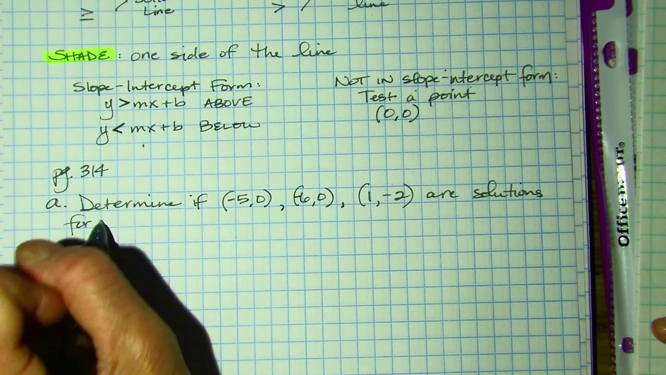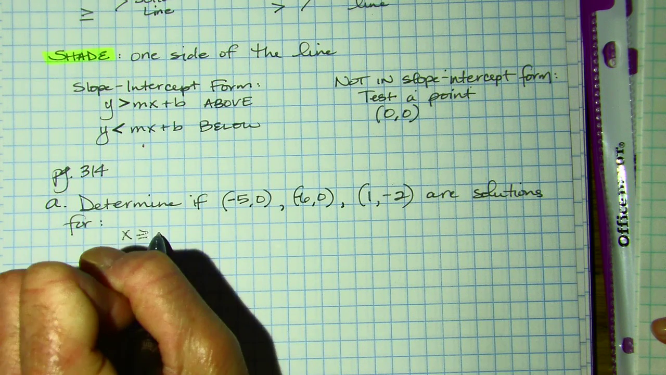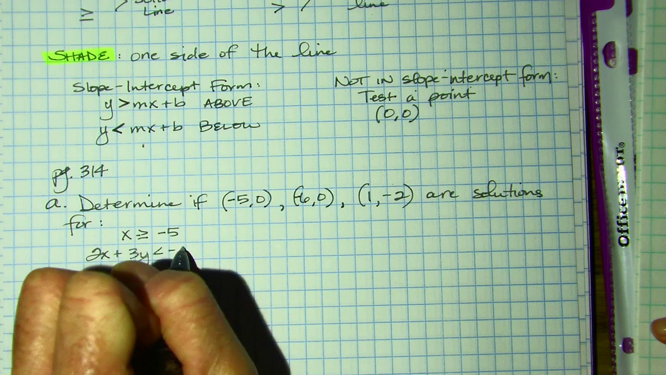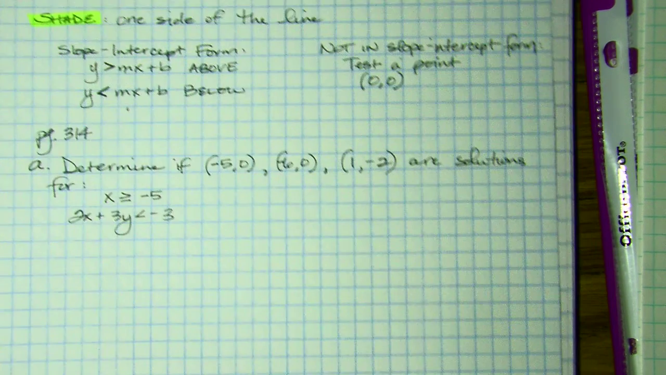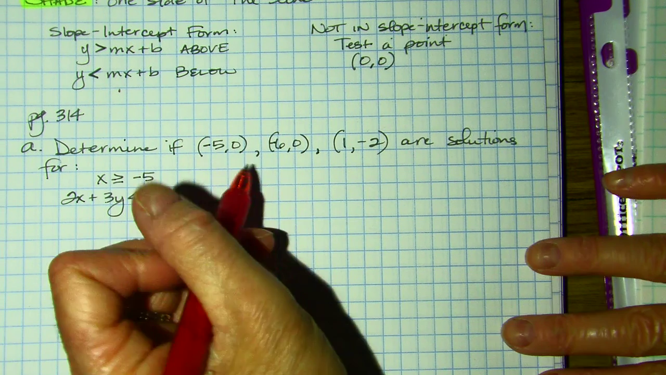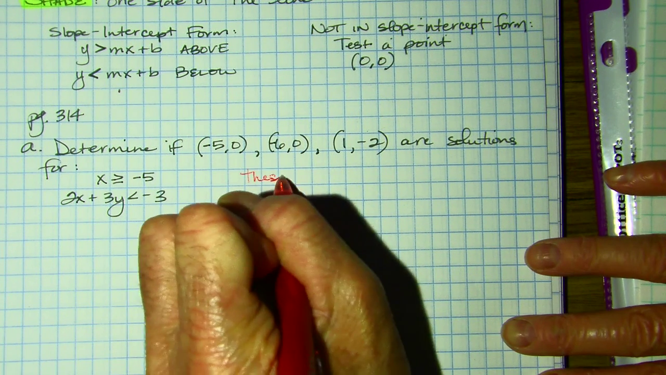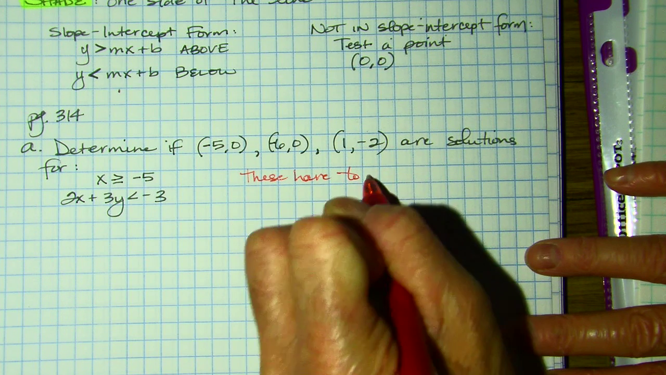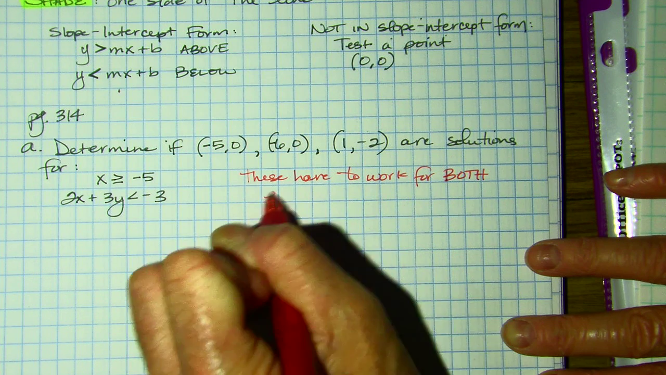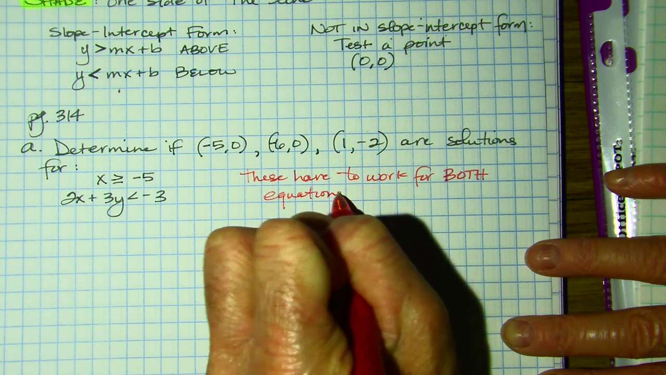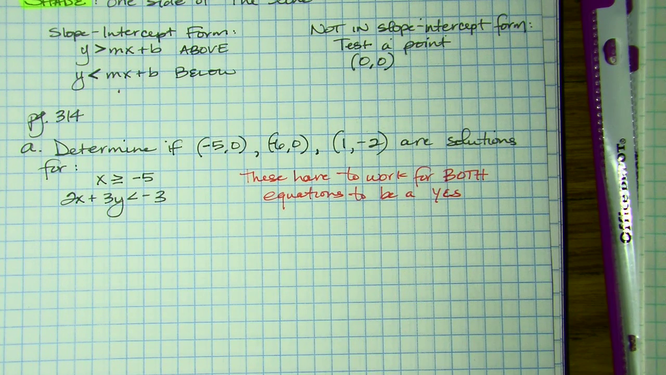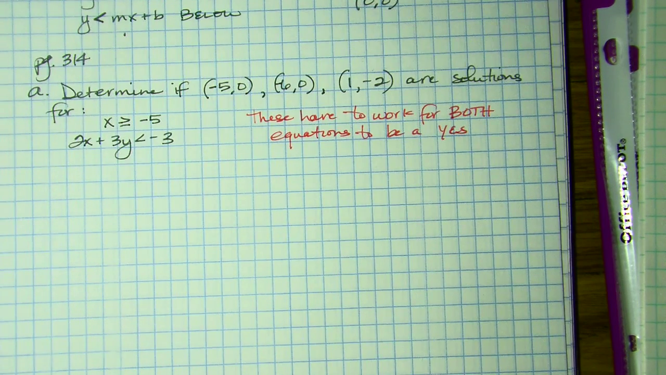for the following equations: x is greater than or equal to negative 5, and 2x plus 3y is less than negative 3. Now, there are some test questions like this and homework questions. So how we're going to do it, these points have to work for both equations to be a yes. So they have to work for both. And you have to test one at a time.